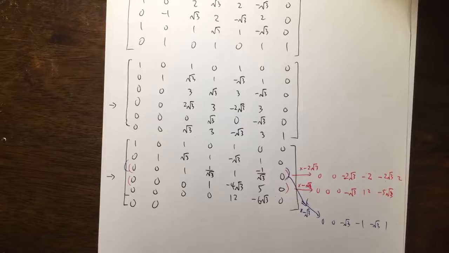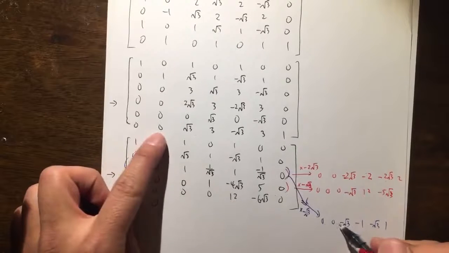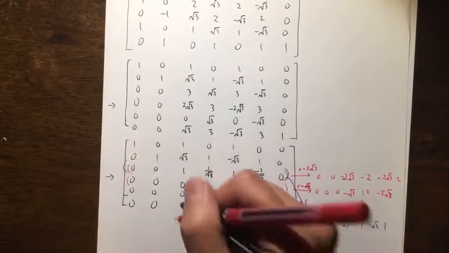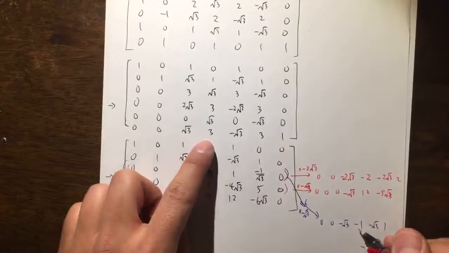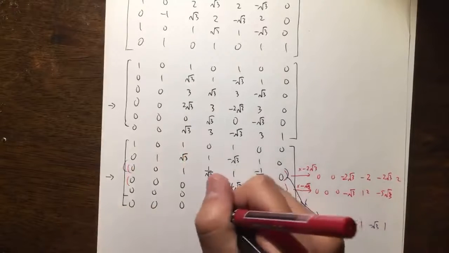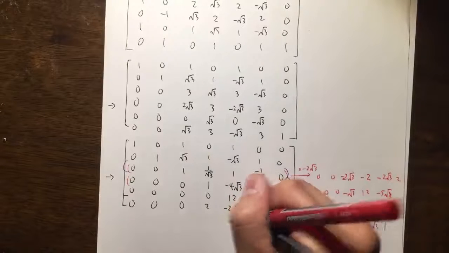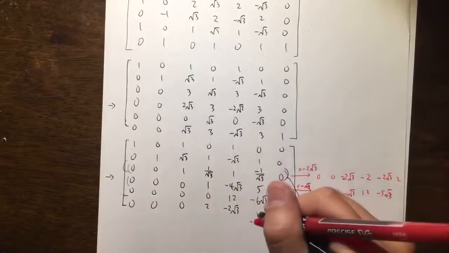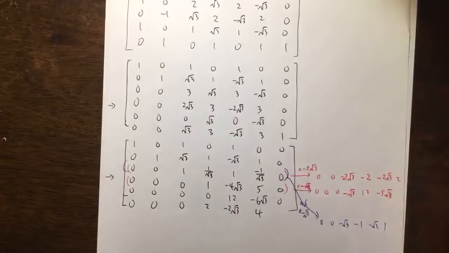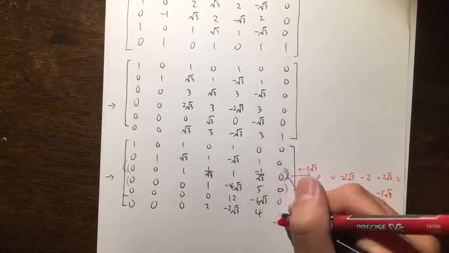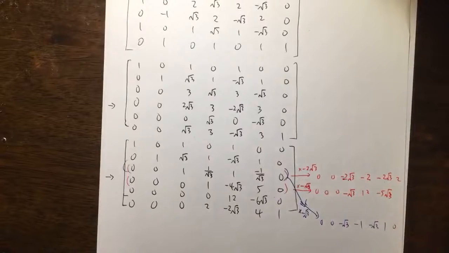Okay, so now this plus this is 0, this plus this is 0, this plus that is 0, and then negative 1 plus 3 is 2, and then this plus that is going to be negative 2 square root of 3, and then 1 plus that is going to be 4, and then lastly we have the 1, because the last number here was 0, and 0 plus 1 is still 1, like this, right?